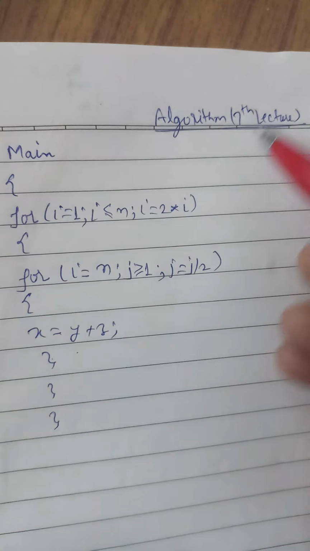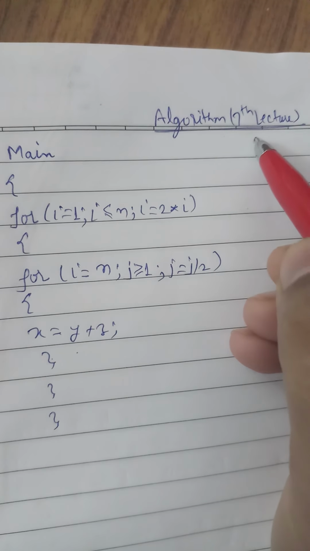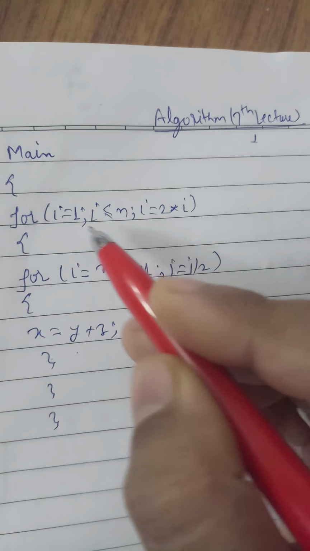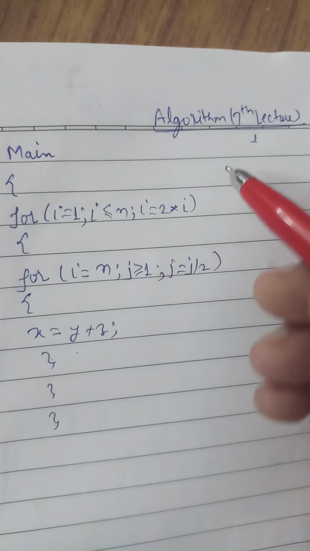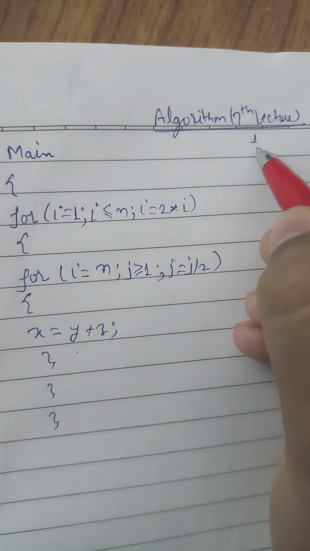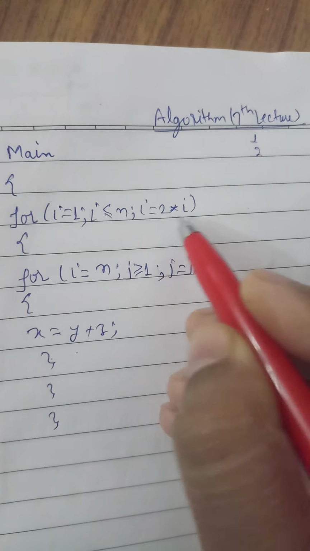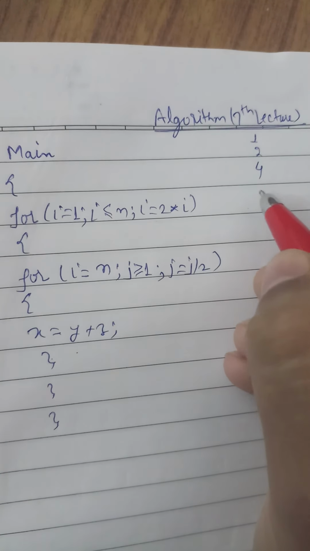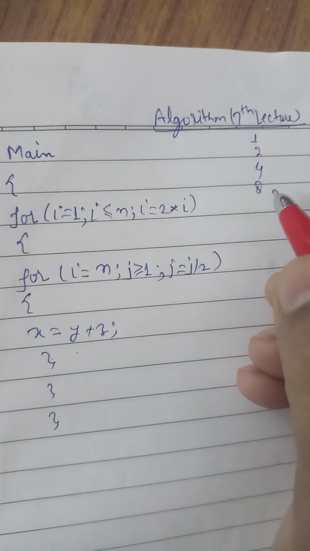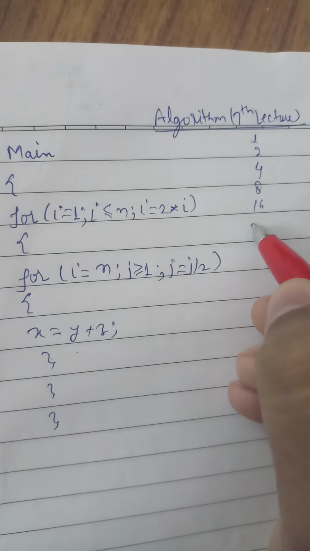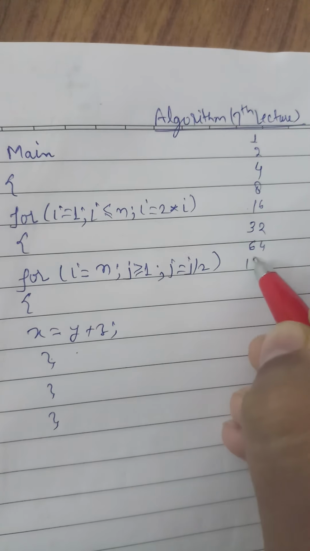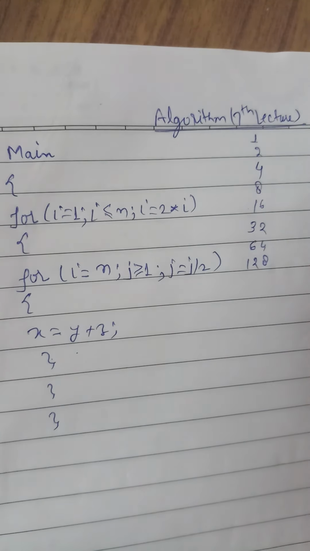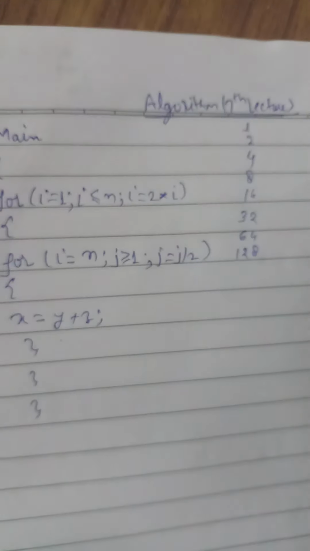So initially, what will the i value be? The i value will be 1, then it will be 2 into i, so 2, then 2 into 2, so 4, then 8, then 16, then 32, then 64, then 128, like this. The value will be like this.